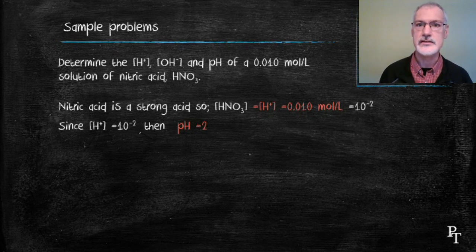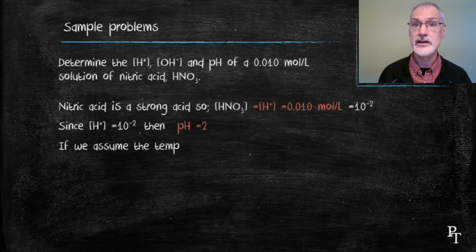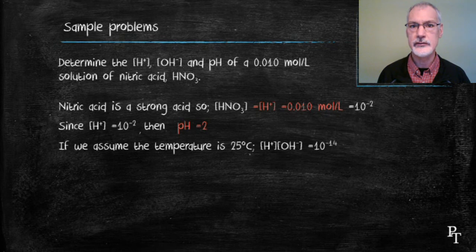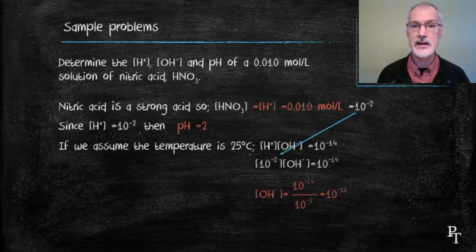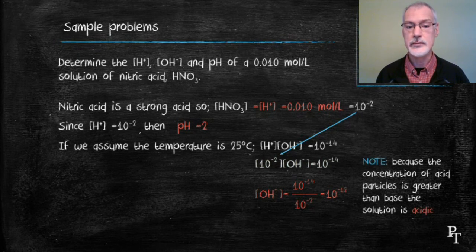Now lastly, to get the concentration of the base particle, I go back to the equilibrium expression for water, that the product of those two ions will be 10 to the minus 14. Well, I already know the concentration of one of them, the acid particle, so I'll substitute that expression in, and then isolate for the concentration of the hydroxide particle, and I get 10 to the minus 12 moles per liter. Just a note here that this is an acidic solution, and you can see that because the concentration of the acid particle, 10 to the minus 2, is much bigger than the concentration of the base particle, which is 10 to the minus 12. That's what makes the solution acidic.